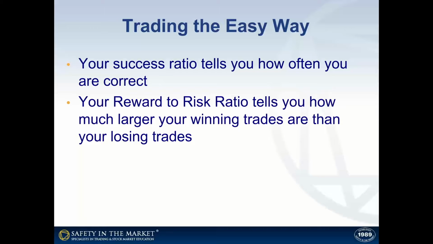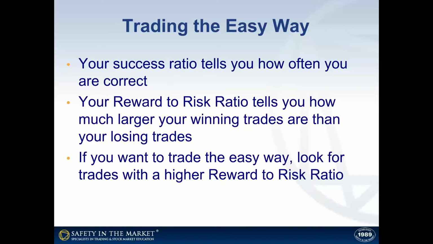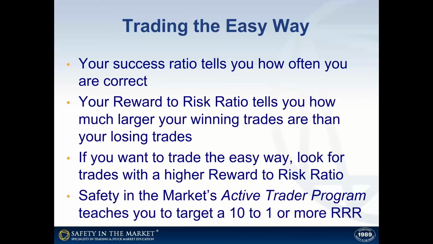Now, at the end of that video, I showed you that if you want to trade the easy way, the simple thing to do is to look for trades with a higher reward to risk ratio. Personally, I look for trades with a 10-to-1 reward to risk ratio, and that's what the Safety in the Market Active Trader program recommends for you as well: to target trades with 10-to-1 or more reward to risk ratio. And I can promise you, once you've taken a trade with a 10-to-1 or more reward to risk ratio, you'll never look back. You'll never settle for a 2 or a 3-to-1 reward to risk ratio again.